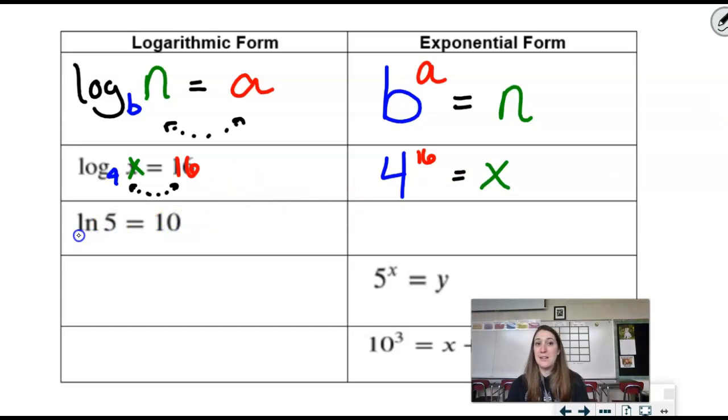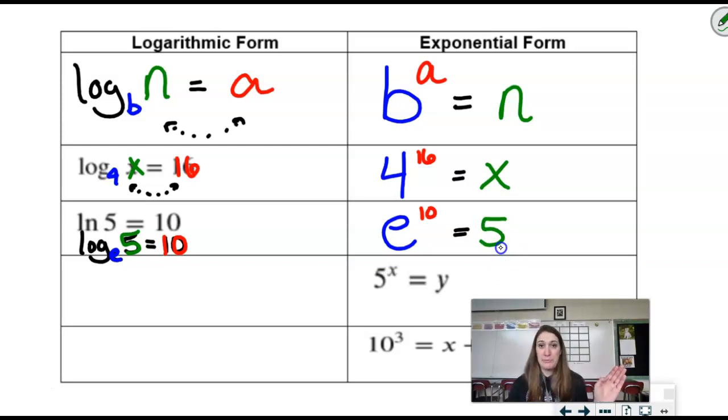So here we have a natural logarithm of 5 equals 10. One thing I want to remind you of is that the natural logarithm is really a logarithm of base e. So this really says logarithm base e of 5 equals 10. So when I say who's your base, you're going to say it's base e. Now if you remembered that without having to rewrite it, that's awesome. So now my answer of 10 becomes my exponent of 10. And then what was originally inside of the logarithm is now my answer. So that's going from log form to exponential form.